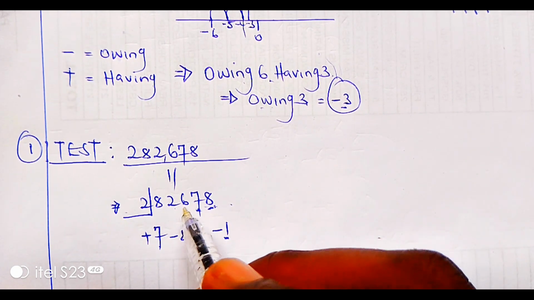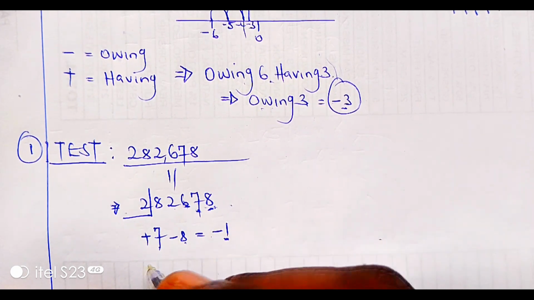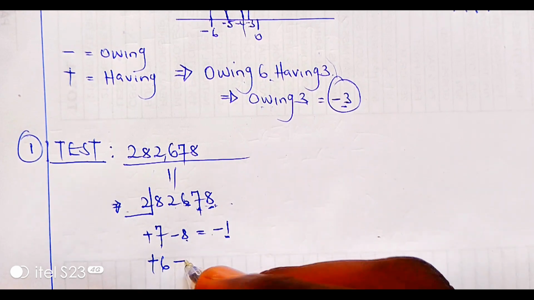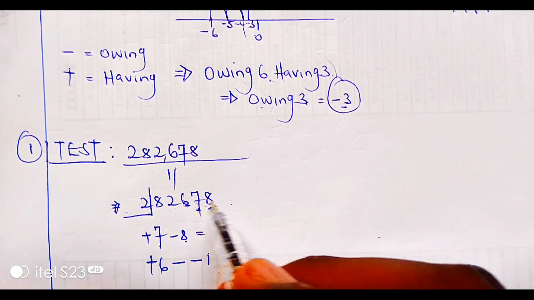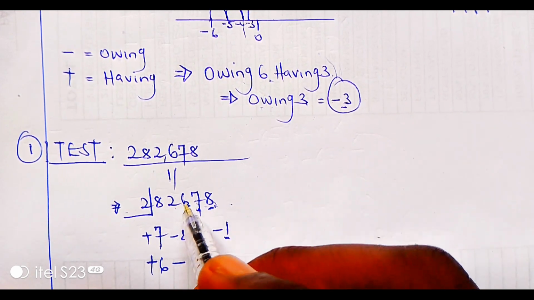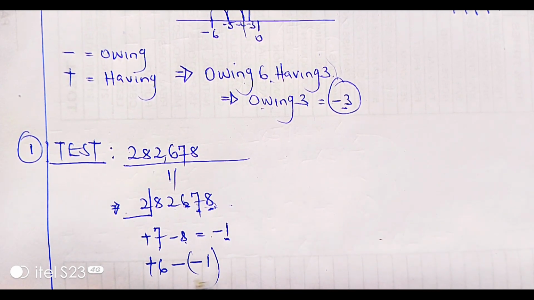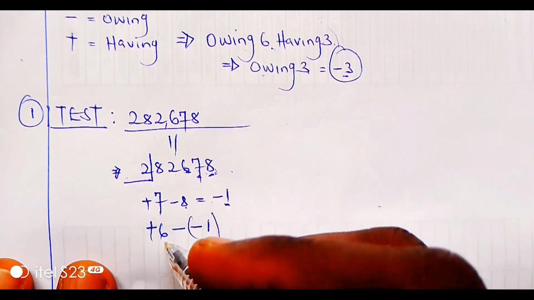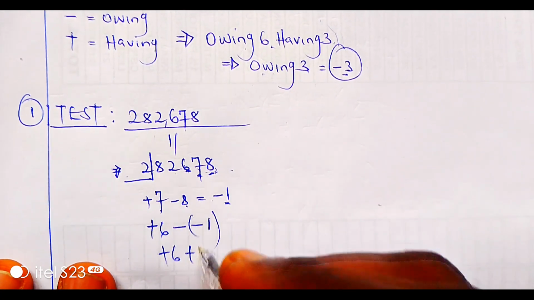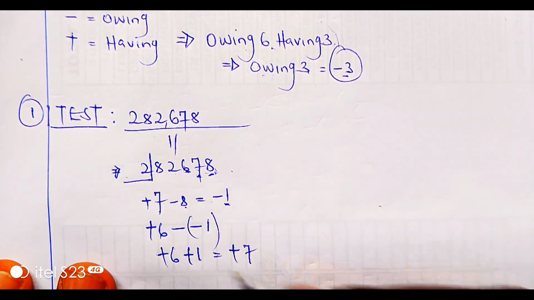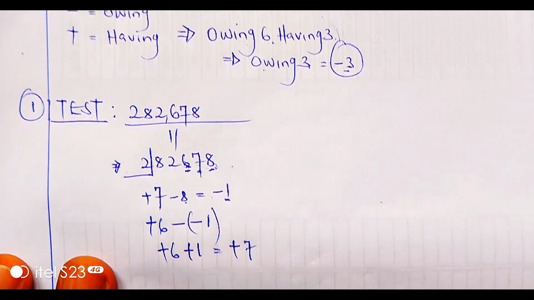What's the next thing? I will link it with 6. That will be plus 6 minus 1. 7 minus 8 is minus 1. Then 6 minus 1, minus and minus. When you have equal signs, your answer will be positive. So plus 6 plus 1 is plus 7. We solve that. So what's the next thing?